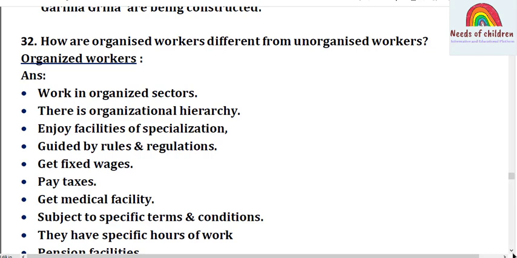Okay, differentiate between organized and unorganized. Students, this is the question. It is from sociology, work and economic life. The lesson. Organized workers. Answer. Organized workers work in organized sectors. There is organizational hierarchy, they enjoy facilities of specialization, are guided by rules and regulations, get fixed wages, pay taxes, get medical facility, and are subject to specific terms and conditions.